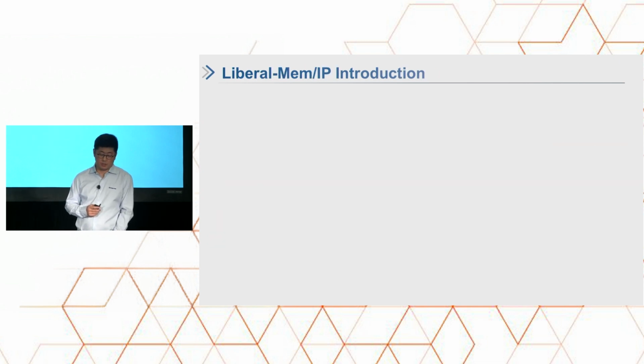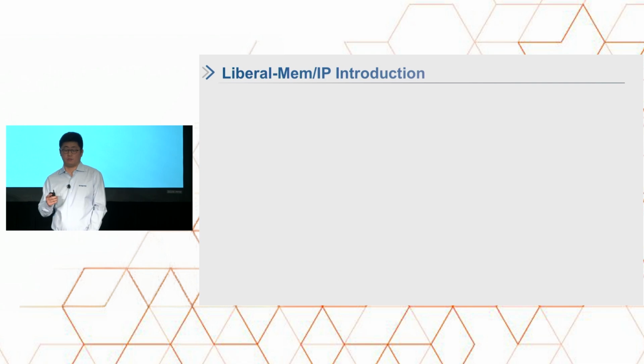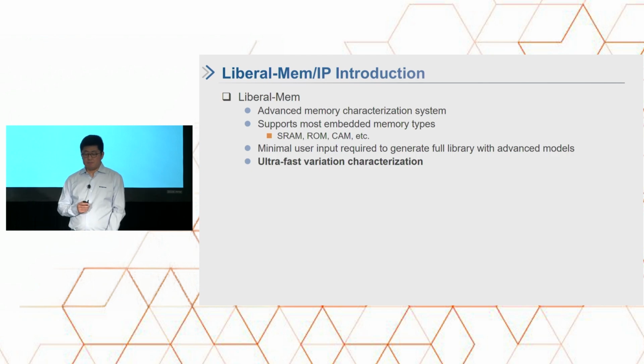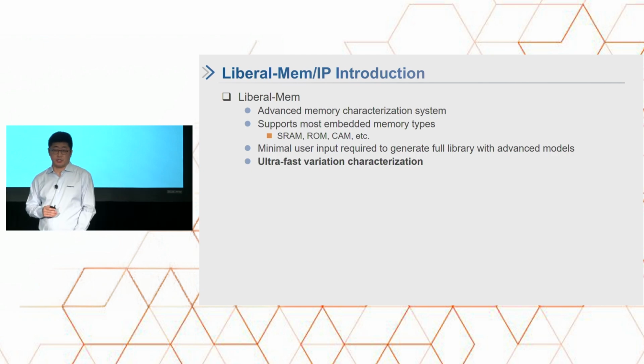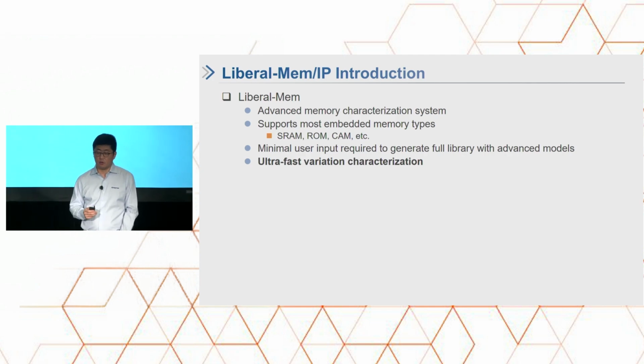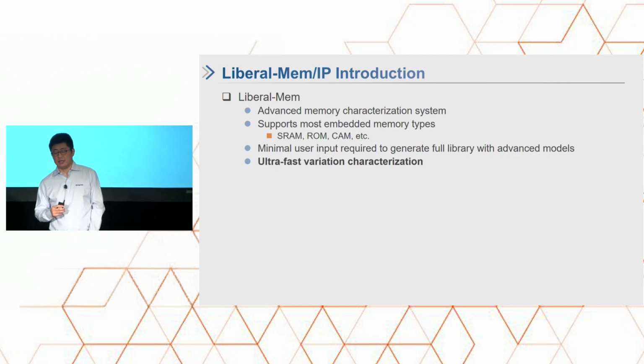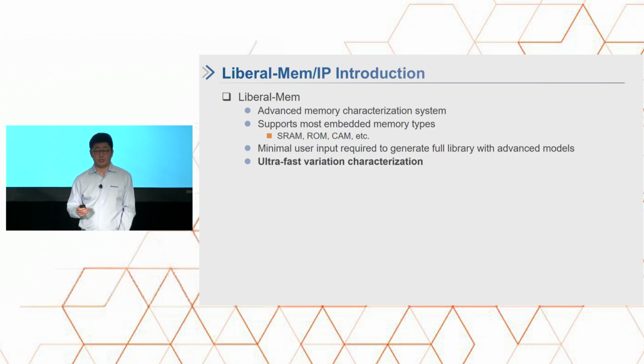Finally, I want to introduce the 2 software tools that we have for memory and IP characterization. First is LibreMem. This is the advanced memory characterization system. It supports most embedded memory types like SRAM, ROM, CAM, etc. It requires minimal user input to generate the full library with advanced models like CCS noise, and of course LVF, which is the variation format.